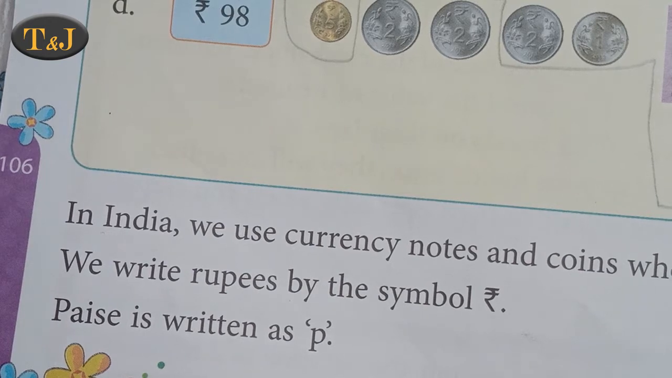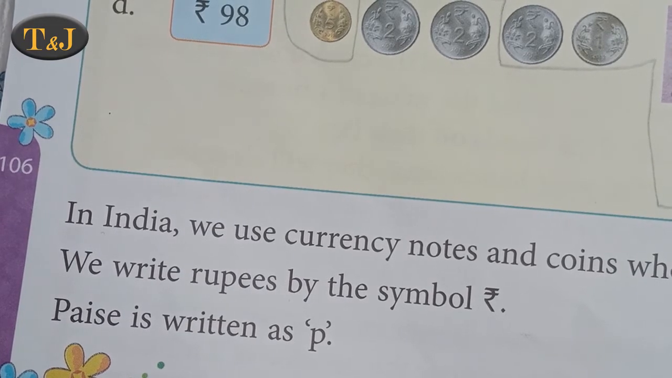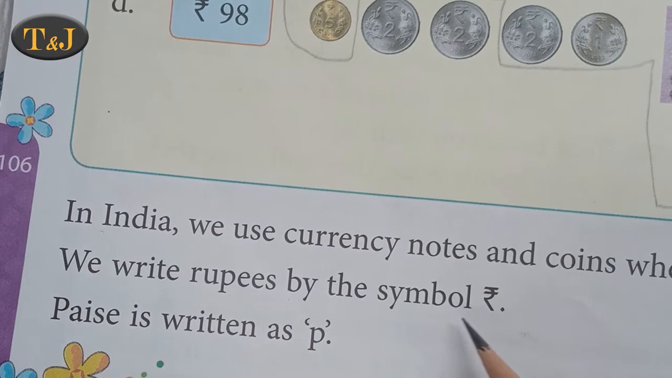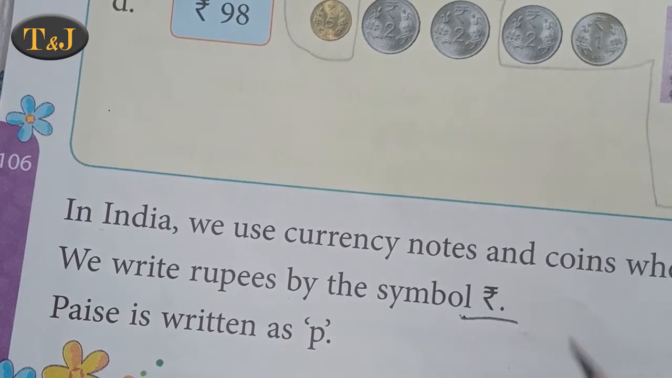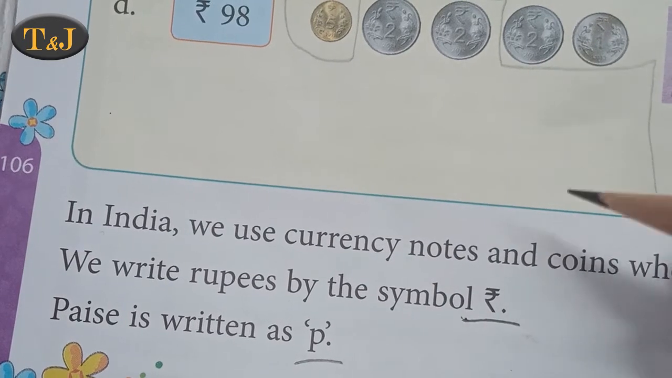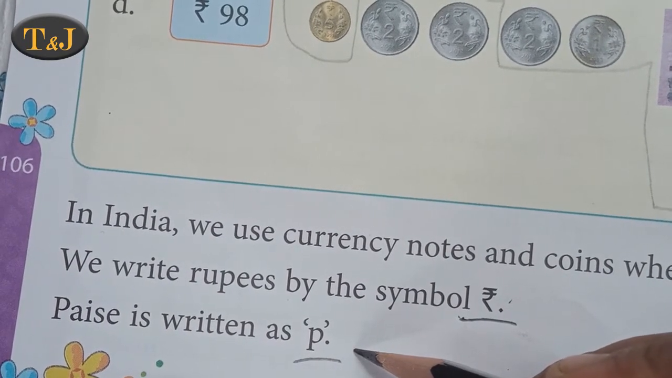Hi students, today we are going to take a new chapter, chapter 6 Money. In India, we use currency notes and coins when we buy or sell something. We write the rupees by the symbol. This is the symbol of rupees and paise is written by the letter P.